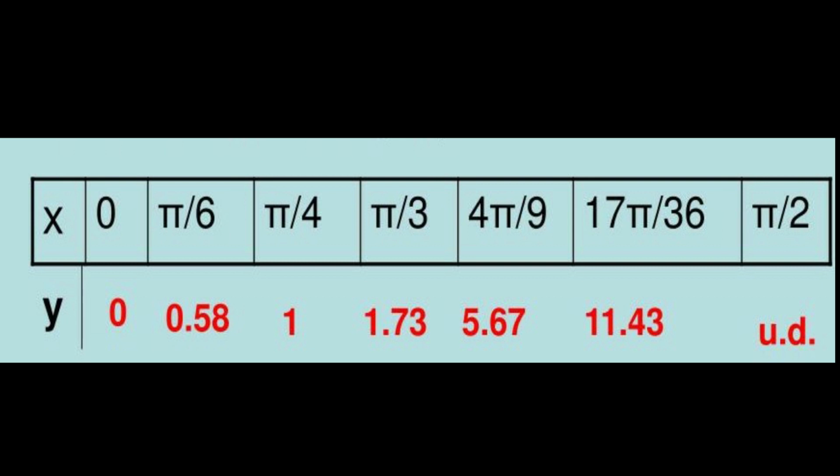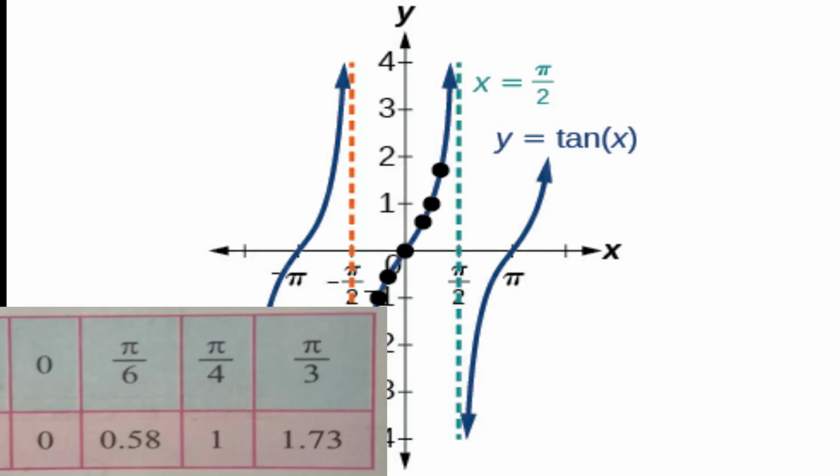And we know that when theta is equal to pi by 2, that is 90, we can't find the value of tan 90, so it's undetermined, means infinity. So tan 90 is equal to infinity. So as x increases, y also increases. Now we will start to draw the graph of tangent function with the first part from 0 to pi by 2.